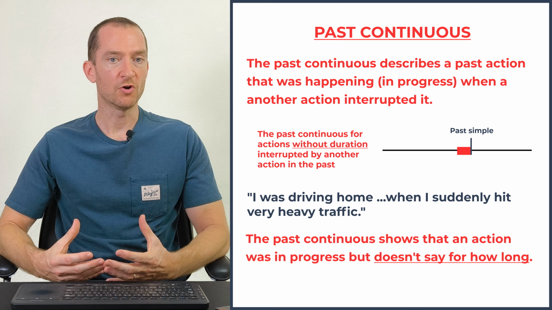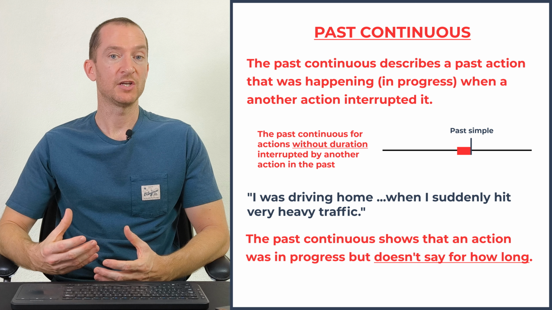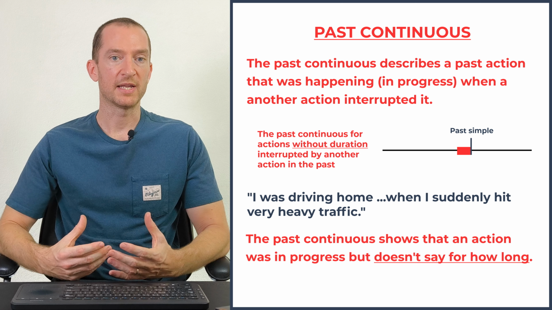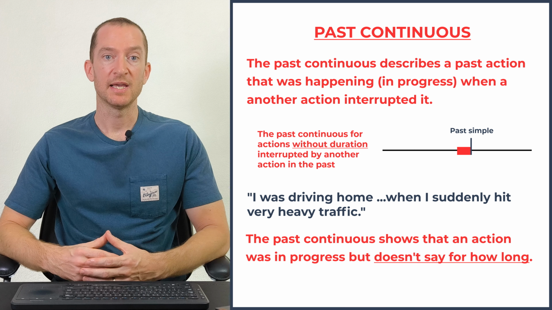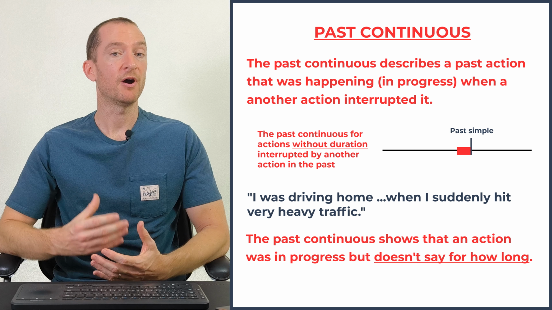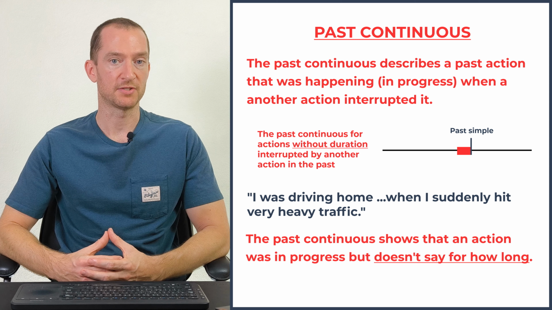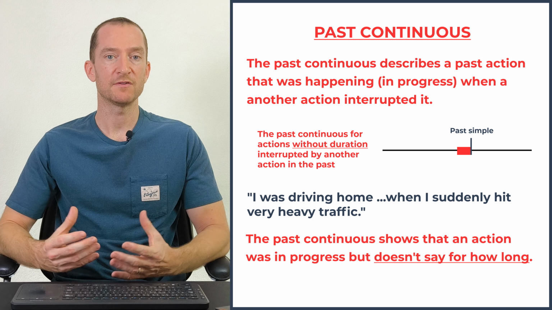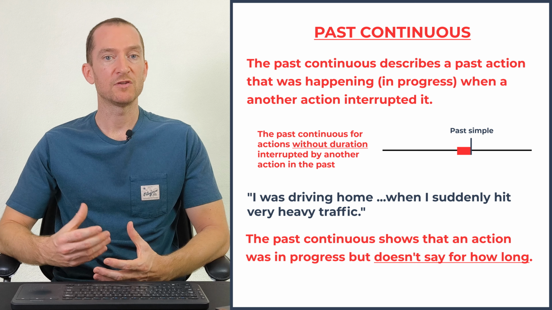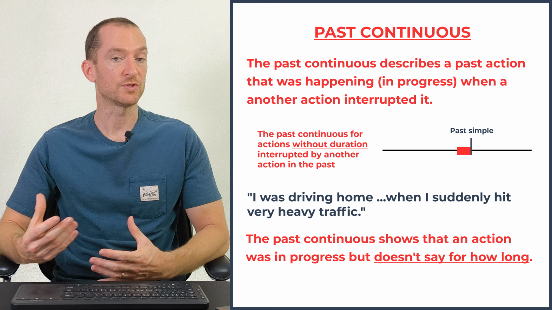So it would be wrong to say, I was driving home for 2 hours when I suddenly hit heavy traffic. The past perfect continuous can show duration, but the past continuous cannot show duration. Duration means length of time. So the past continuous never shows length of time and never uses a time phrase like for 2 hours.